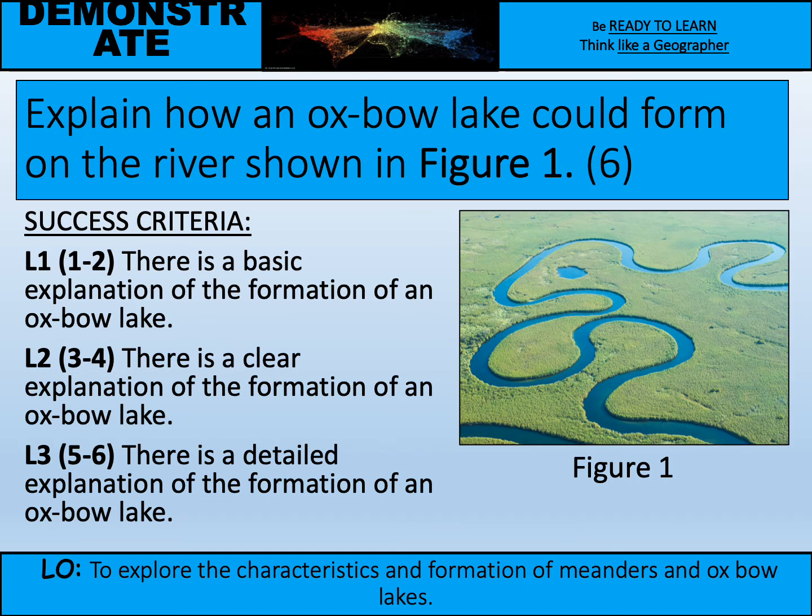So last task, this is the thing I really want you to hand in, submit however you want to. Explain how an oxbow lake could form on the river shown in figure 1. Remember the rules, you really need to be making sure that you use the figure, refer to the figure, and then fully explain it. So think about level 3, 5 to 6 marks. Detailed explanation of the formation of an oxbow lake. I'd like you to go ahead and do that.